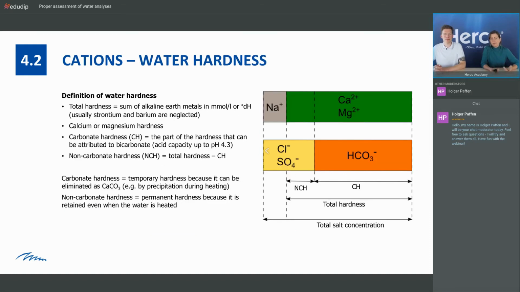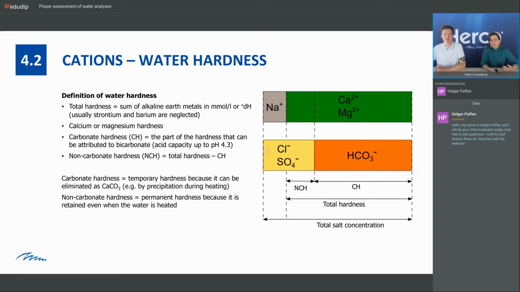These cations are important for hardness. So we look at hardness as well. The total hardness is usually the sum of all these alkaline earth metals that we have discussed in the previous slide. Very often, strontium and barium are neglected because they're so low anyway, and usually that doesn't make a difference. There are certain groundwaters that might have a higher concentration of strontium, but it's not a very common case.